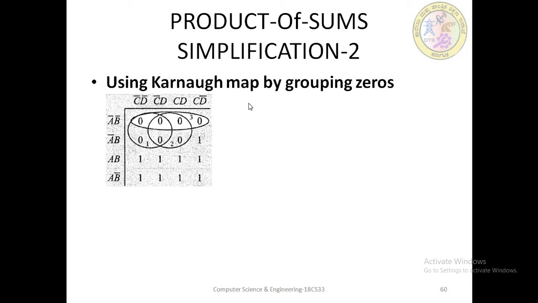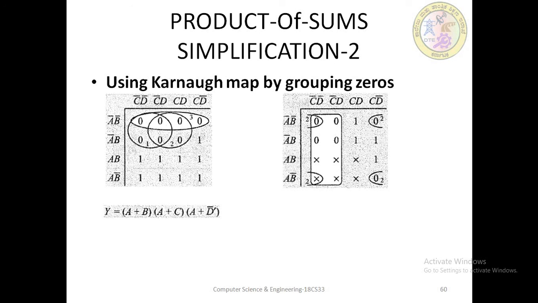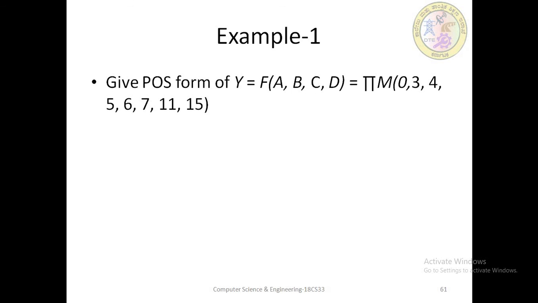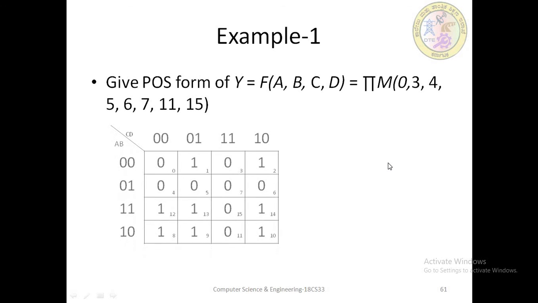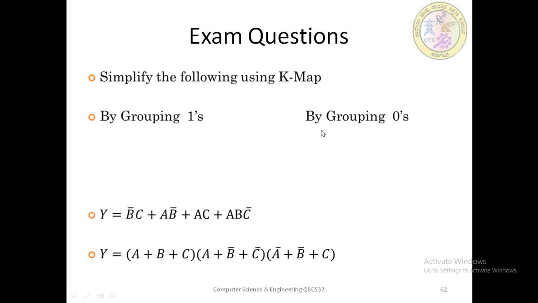Suppose let's assume that it's a POS. Products of sum, there I have already explained that we need to group zeros instead of ones. This is one such example and result, as you might already know. Here it will be represented using products of sums. It is the same here, where we also use don't care conditions. And this is one more example where we can directly have 1, 2, 3, so 3 groups.